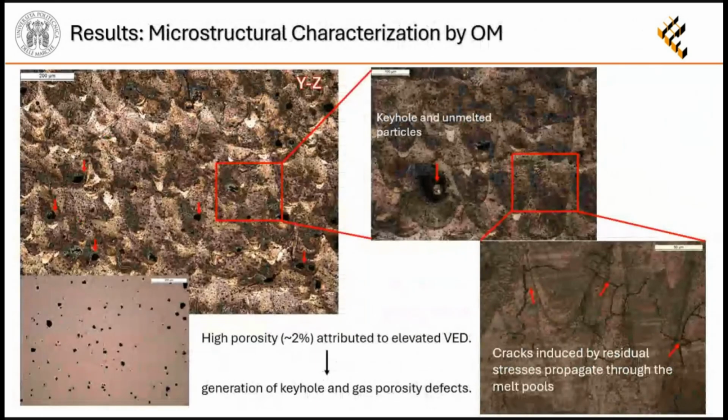From the microstructural characterization, we can see several defects, such as porosity, like keyhole porosity and unmelted particles, and also gas porosity. Indeed, we can observe a high porosity of the body that reduces the density to up to 98%, and also we can observe several cracks that propagate through the melt pool structure of the sample.